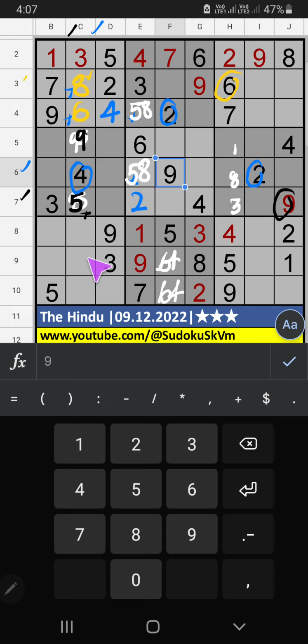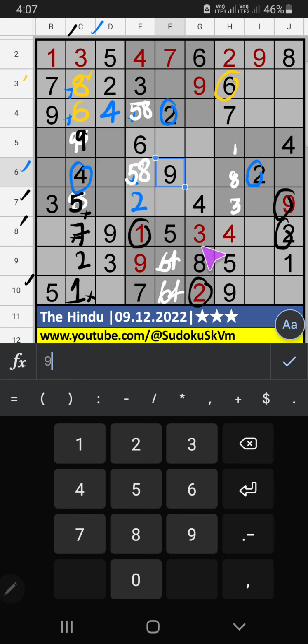Column C, 3 numbers are remaining, 1, 2, 7. 8th row, we have 1 and 2. So 1 and 2 can't come in this cell. It will come in another two cells. 10th row, we have 2. So 2 can't come in the cell. 2 is confirmed here. Then 1 is here. Then column C, only 1 number is remaining, 7. 7 is confirmed here.